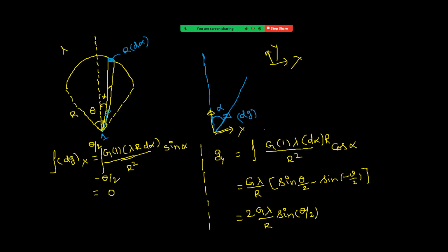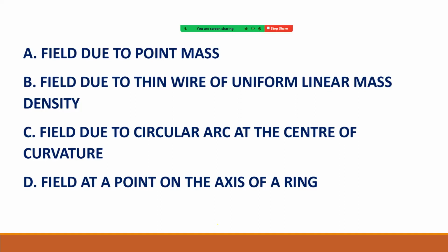If you are given a full circle, then theta becomes 2 pi. Then 2 pi by 2 becomes sin pi, which is 0. So at the center of a uniform ring, the g value is 0. If you are given a half ring, then theta will be pi. Okay. See next one.